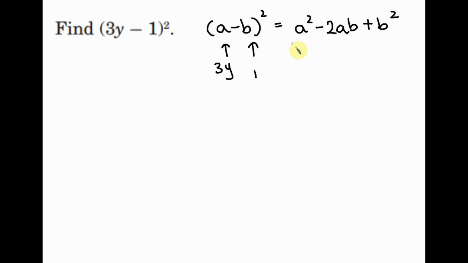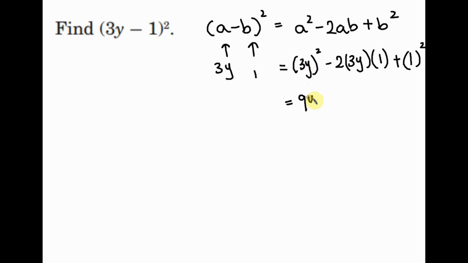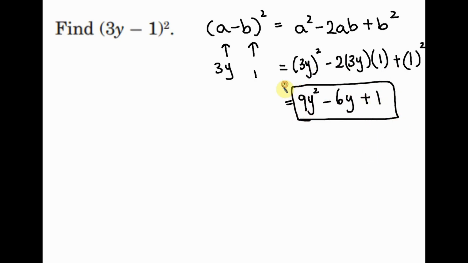So all you're going to do is just replace the numbers. So if you had 3y squared, minus 2 times a was 3y, and then b is 1, plus your b squared, b was 1, so 1 squared, will be equal to 3y squared will be 3 times 3 is 9, y times y is y squared, minus you will get negative 6y, and then plus 1. This was the quicker way to solve how to expand 3y minus 1 squared.